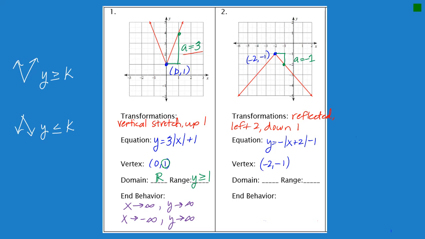The domain is all real numbers, just like every single absolute value family graph. The range, since this one's upside down, I'm going to be using less than or equal to. And then I use the y value from my vertex, which is -1. For end behavior, both of the arrows are pointing down. So now both of my y values are going to be going towards negative infinity.